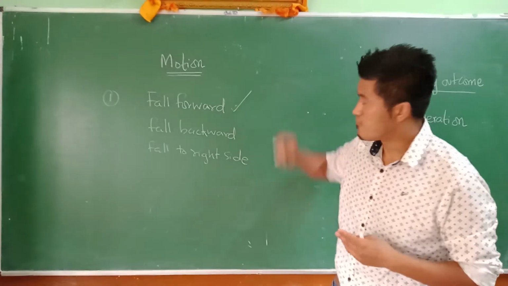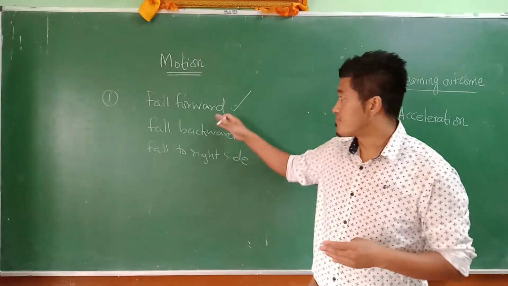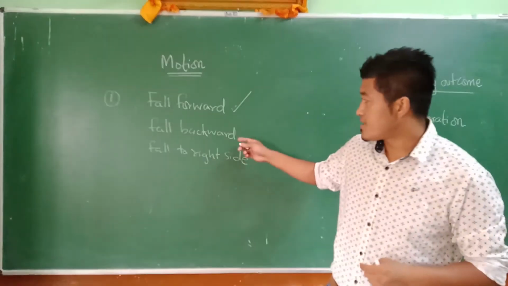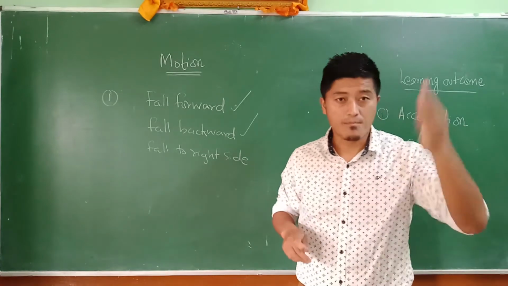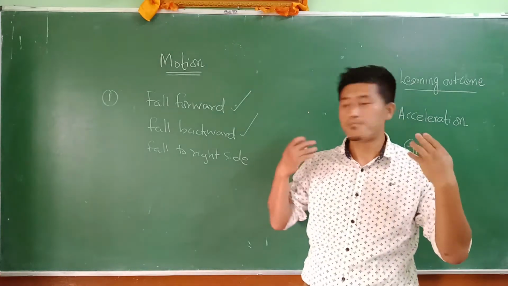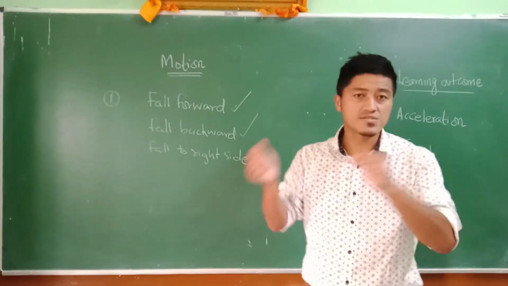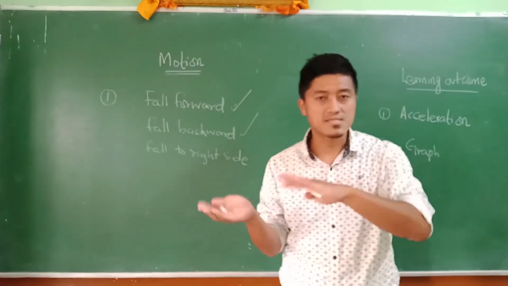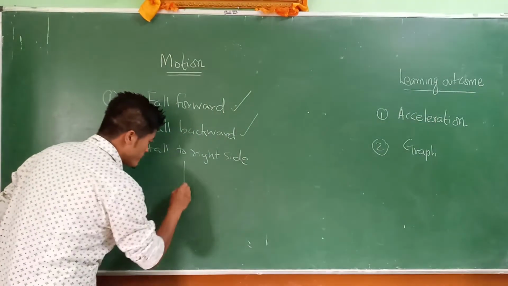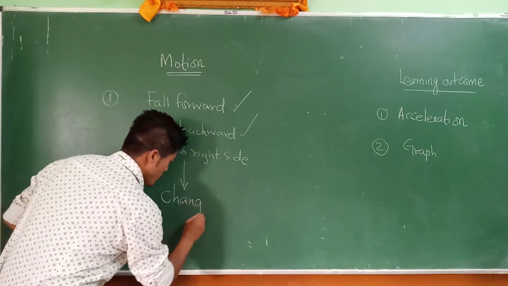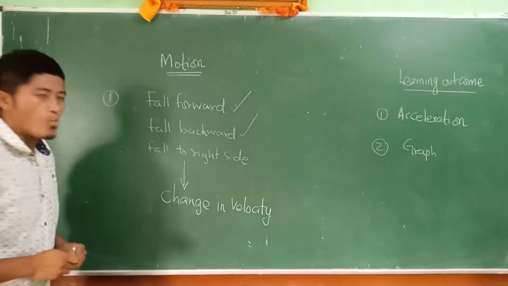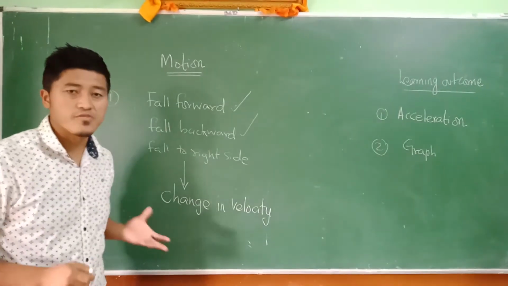Fall forward, for example, if you are traveling in a bus, if the bus driver decides to put on the brake, then we begin to fall forward. And if all of a sudden the bus driver starts to speed up, without our knowledge, our body begins to push back. And if the driver swerves to the right side, we begin to fall to the right side, in the same way, right? So all these things are happening. Why? Because there is a change in velocity which is taking place. Whenever there is a change in velocity, these things happen.